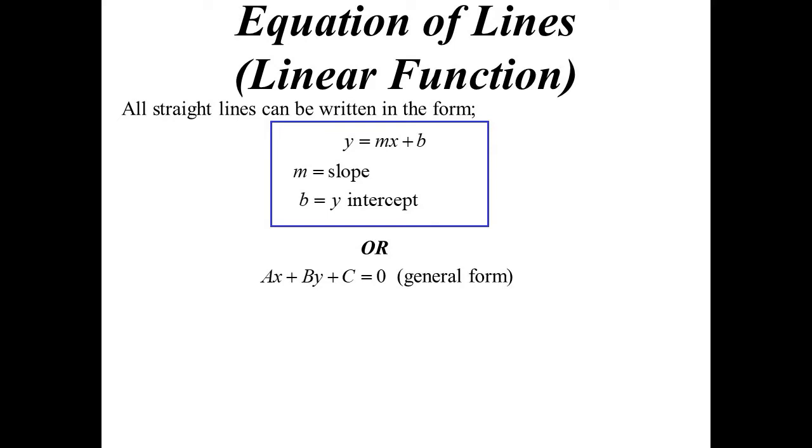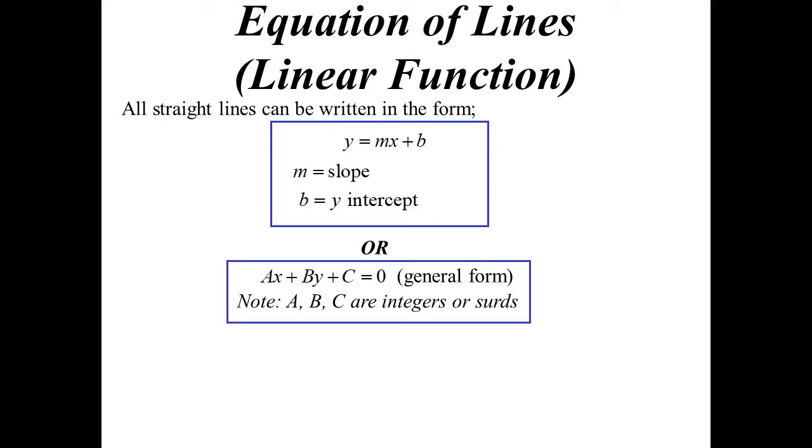Now, when we do that, we tend to make sure a, b and c are integers or surds. Because obviously if one of the coefficients is root 3 or something like that, you can't make it an integer. So it's either a surd. In other words, we tend not to have fractions, I guess is what I'd say.